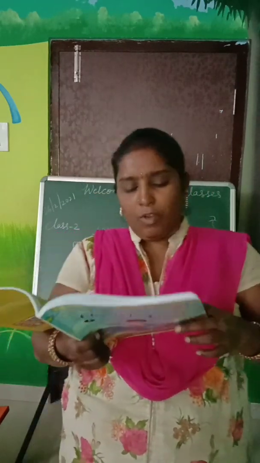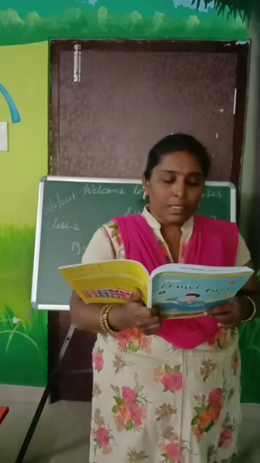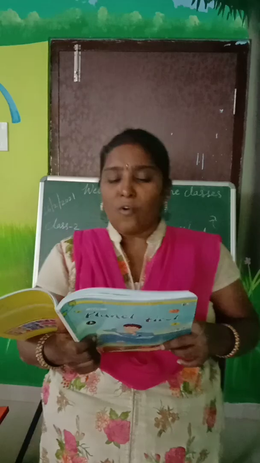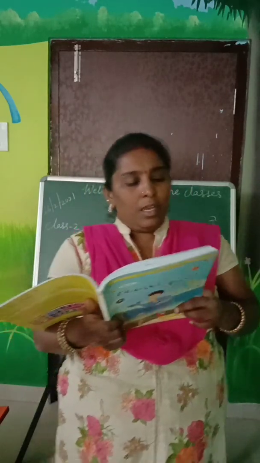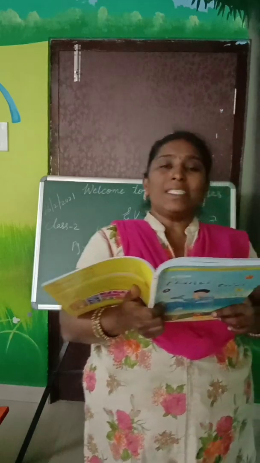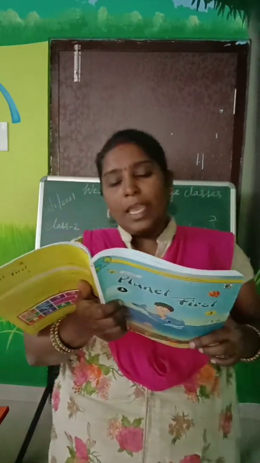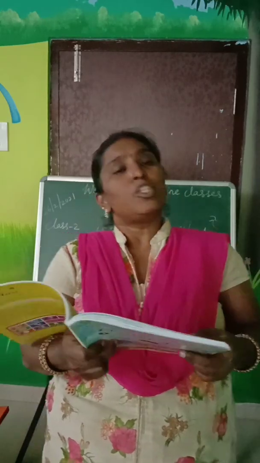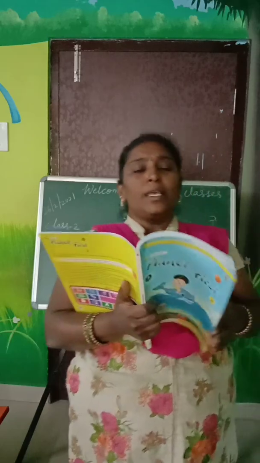So, what do we call them? Lion baby, we call it a cub. Horse baby, foal. Goat baby, we call it a kid. A sheep baby, we call it a lamb. A deer's baby, we call it a fawn. A kangaroo's baby, we call it a joey. Okay. So these are the animals and their babies.